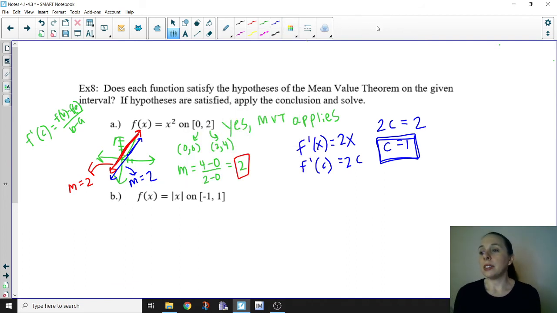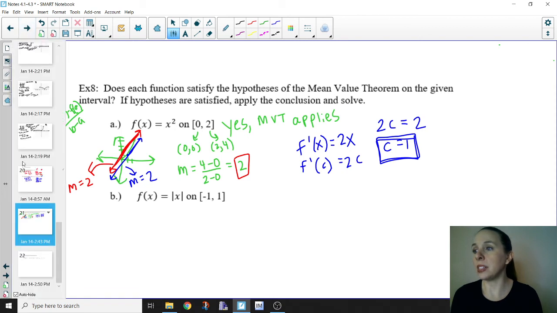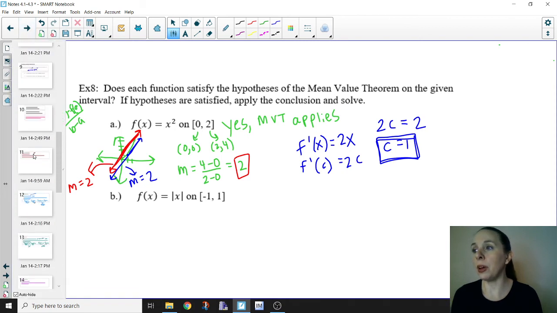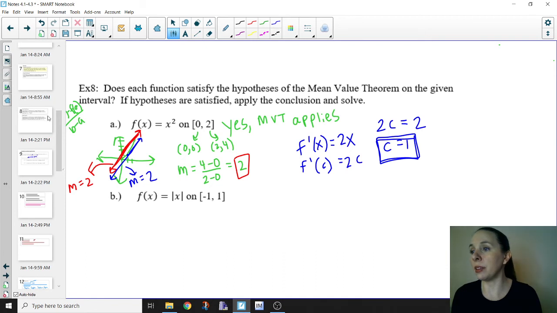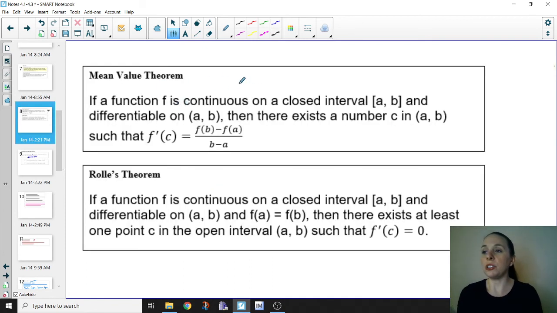Now, let's take a look at example 8b. We have the function, the absolute value of x on the interval from -1 to 1. Okay, does this function satisfy the hypotheses of the mean value theorem? Well, one more time, going back to the mean value theorem. Remember that it said you had to have a continuous function on a closed interval. We have that actually. The absolute value of x is continuous, right? No restrictions, and it was given to us on an interval from -1 to 1.